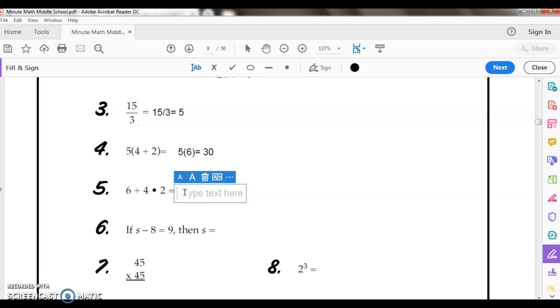This one, what I'll do first, 6 plus 4 equals 10. So now we have that first part, times that by 2 equals 20.